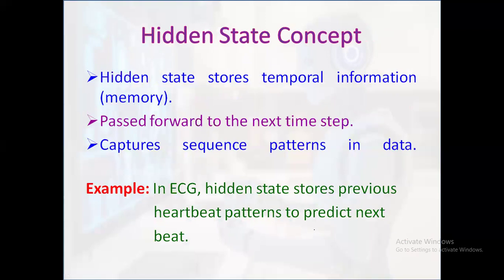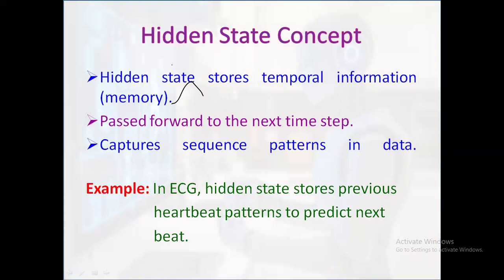Next, hidden state concept. The hidden state stores temporal information, meaning the memory. That means the hidden state functions as the internal memory of the RNN, storing learned information about previous inputs that is relevant for future predictions.